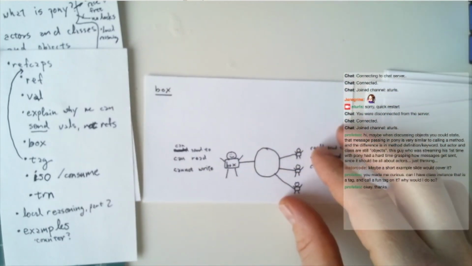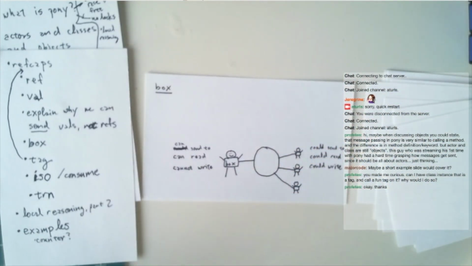Okay, and then the next reference capability that we have is box. If we have a box reference, and it's a reference to an actor, we could send the actor a message. We can read properties of the object that we're pointing to, but we can't write, so we can't modify the object.